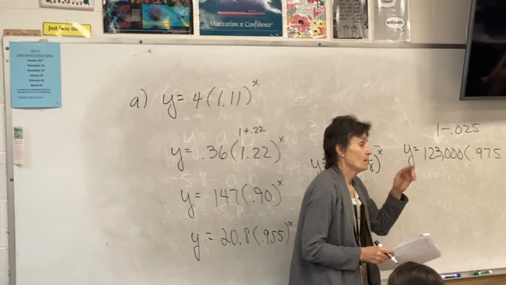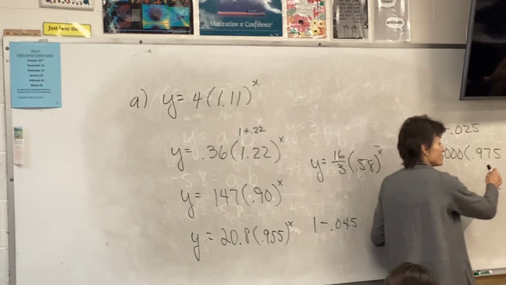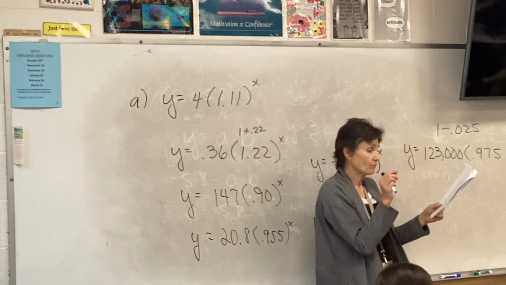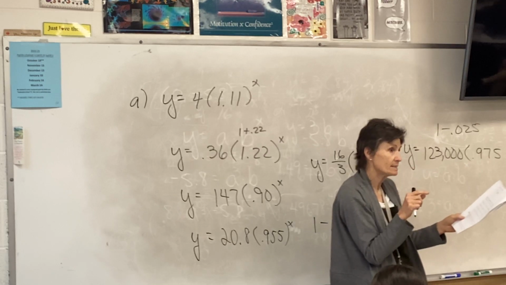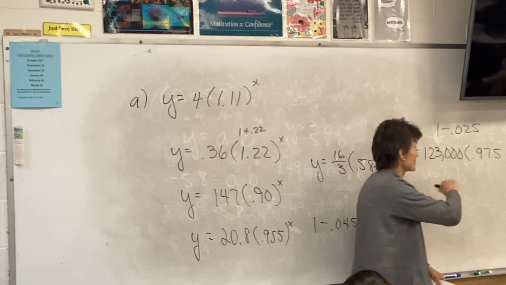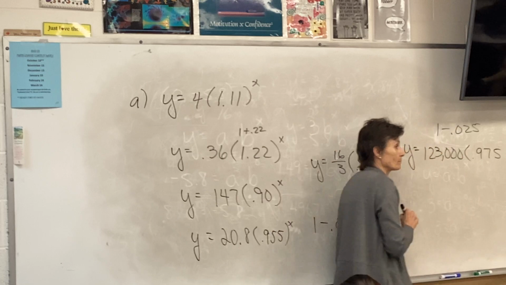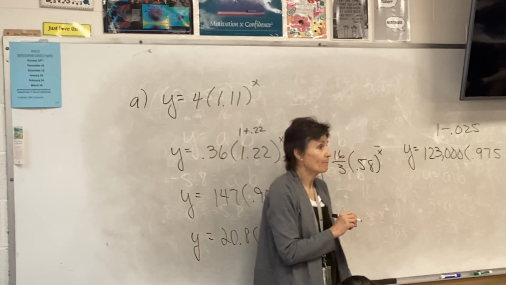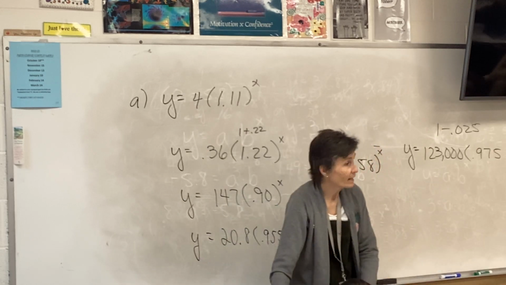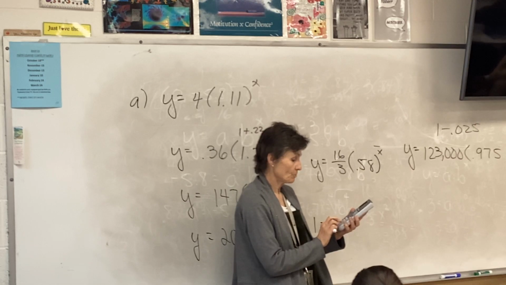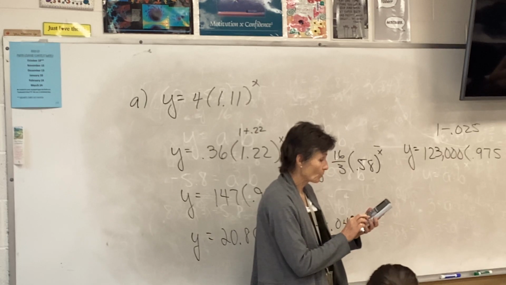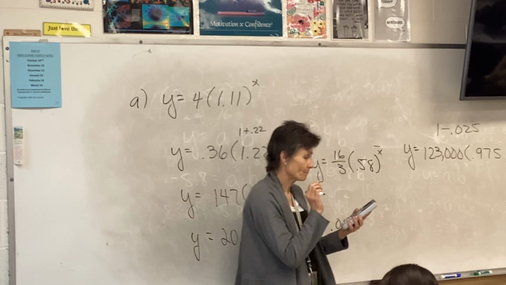Okay? Now, this problem, I know what X is. How many times am I decreasing? Well, I'm going from 2000 to 2010 every year, so that will be 10 years. This exponent is 10. Our decrease is happening every year, and it's happening for 10 years. So then I just type it in on my calculator. 123,000 times 0.975 raised to the 10th power.